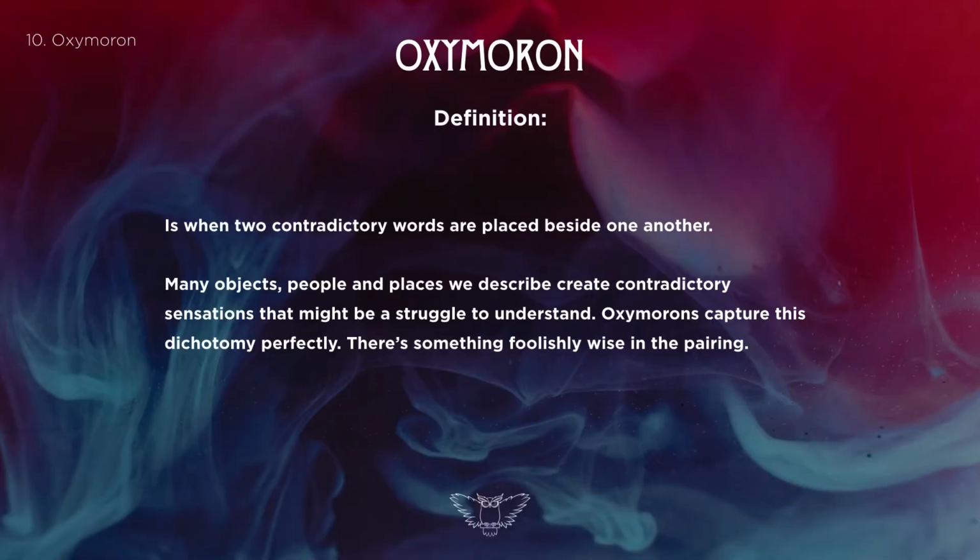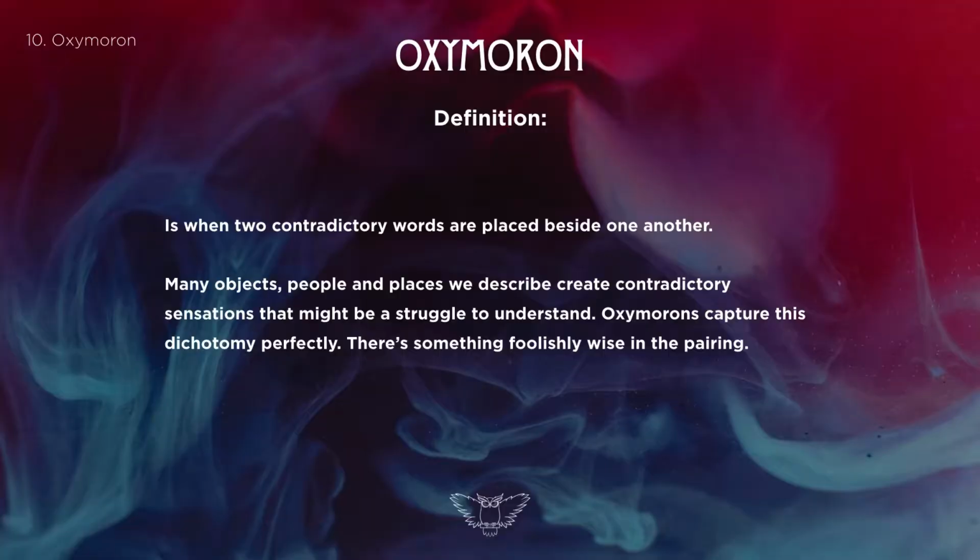An oxymoron is when two contradictory words are placed beside one another. Why do we use oxymorons? Often, many objects, people, places we describe create contradictory sensations that can sometimes be a struggle to understand. Oxymorons capture this dichotomy perfectly. There's something foolishly wise in the pairing, and notice I used an oxymoron there, foolishly wise. I'm such a dork. Let's look at some examples.